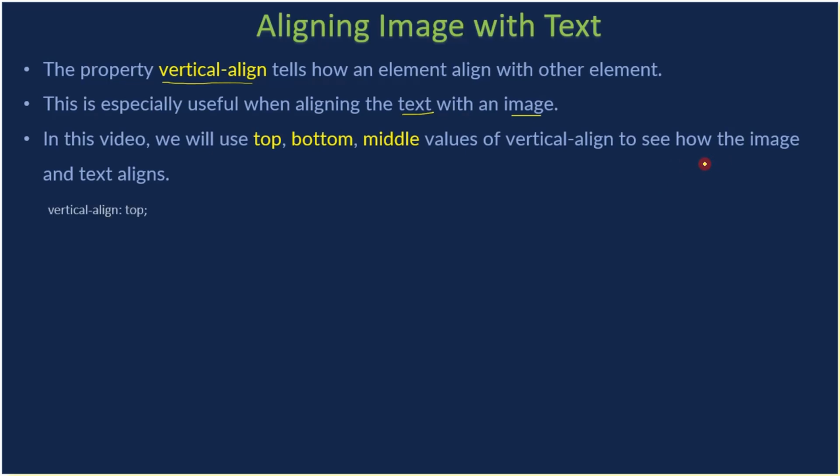So let's go to the demo, and this is how we have to use this property. Vertical align is the CSS property and this is the value we are giving to it. The acceptable values are top, bottom and middle.